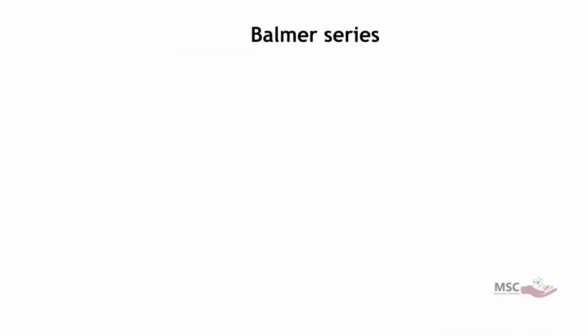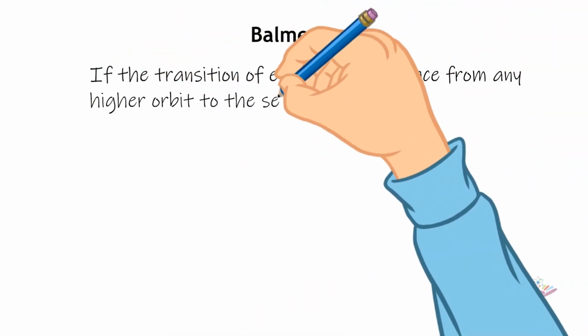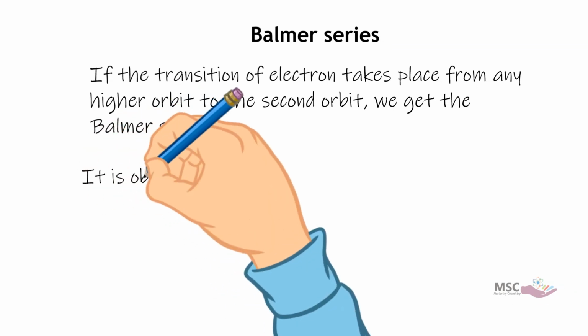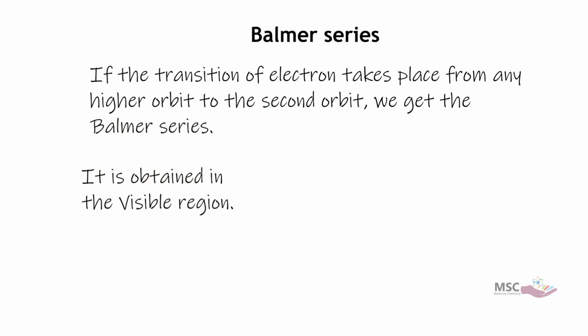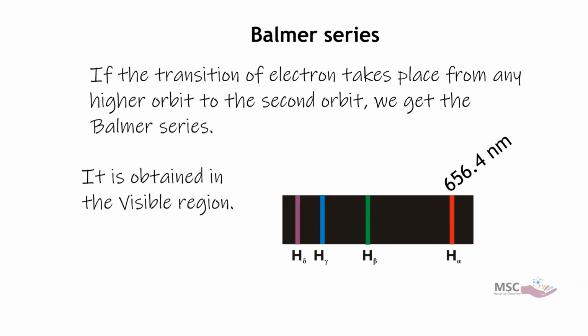Balmer series. If the transition of an electron takes place from any higher orbit to the second orbit, we get the Balmer series of the hydrogen atom. It is obtained in the visible region. Four colored lines are obtained in the Balmer series. The first line is identified as H alpha and it is red in color. Wavelength of this line is 656.4 nanometer.